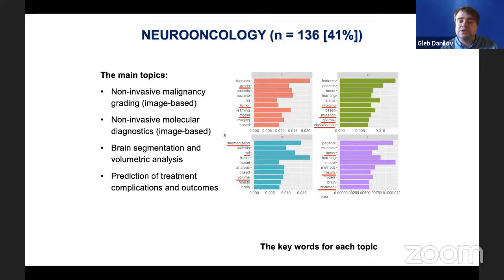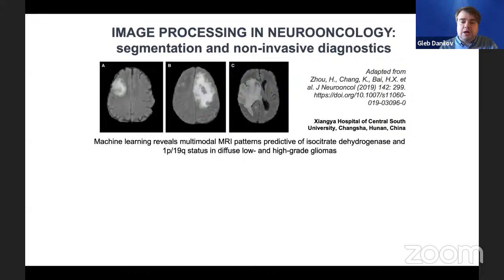So you see that image analysis in neuro-oncology is the most important trend. And in fact, it's probably one of the most important trends, if not the most important, in using artificial intelligence in medicine in general. For instance, in a paper by Drew and co-authors, machine learning algorithms were trained to guess IDH1 status in glial tumors based on MRI, based on magnetic resonance imaging.